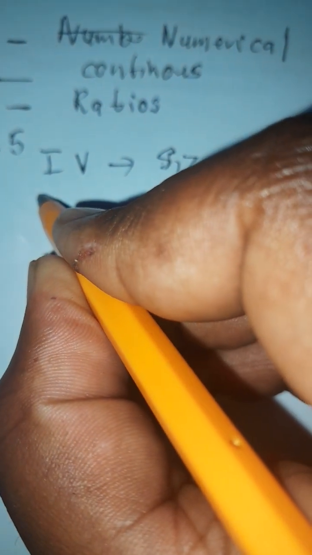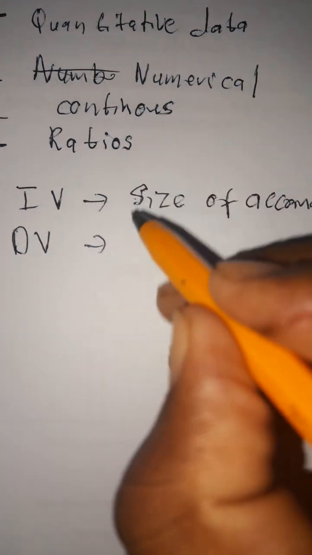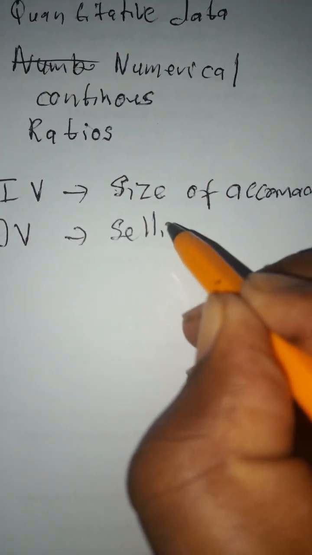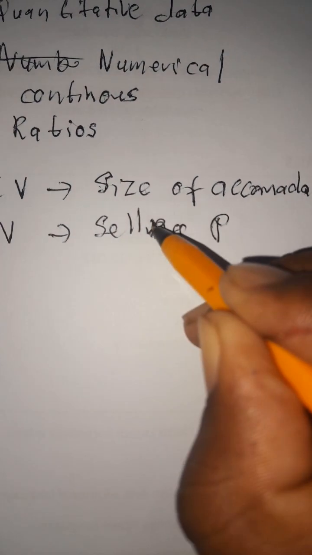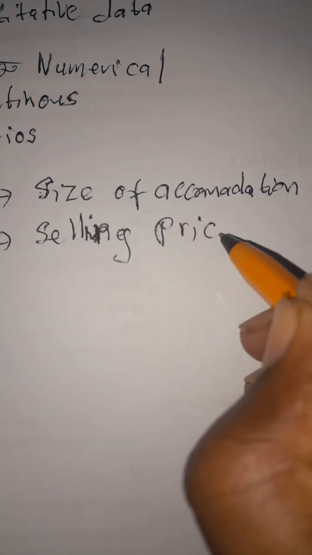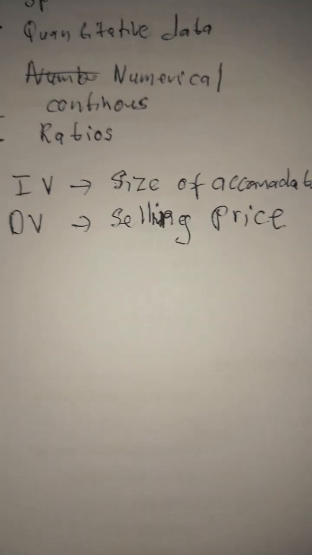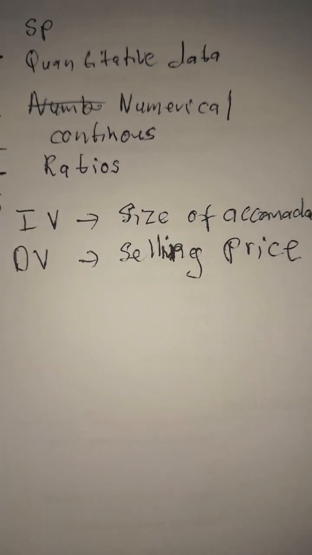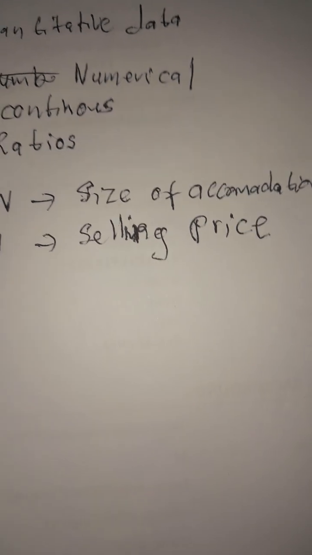What about our dependent variable, DV? Obviously, our dependent variable will be the selling price. The selling price will be our dependent variable. It can change. It can be affected. The selling price can change depending on numerous factors that may occur, right? So I hope guys have answered.